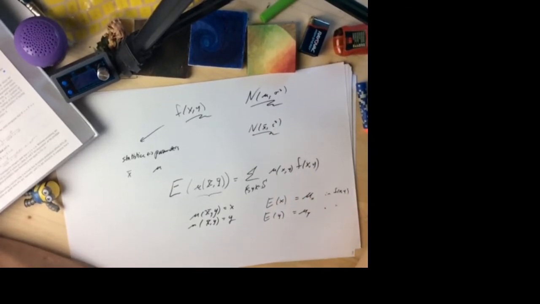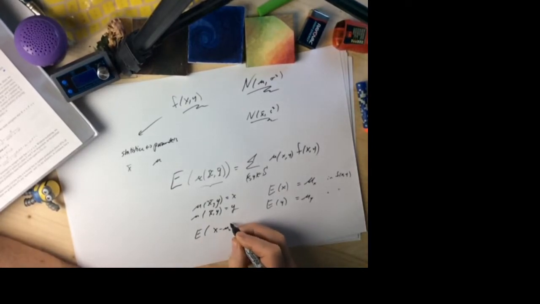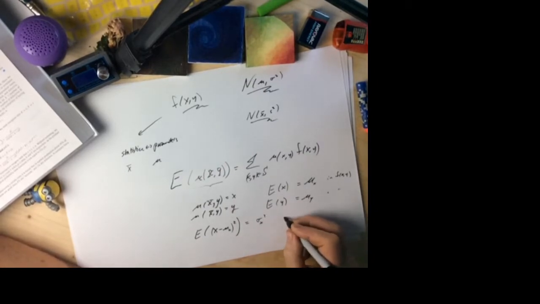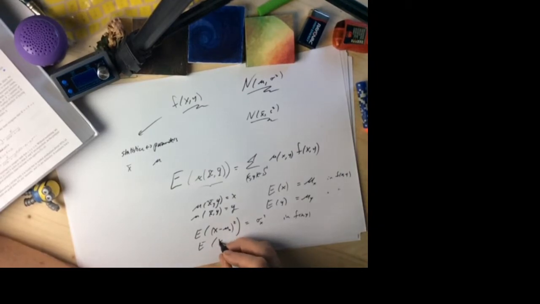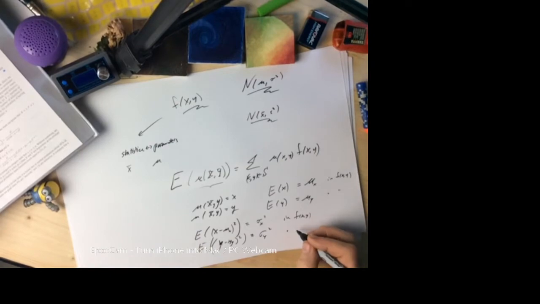Well, with that interpretation, then we can immediately, of course, move to the expectation of x minus mu sub x squared. And what is this? This will be the variance of x in our joint distribution. And the expectation of y minus mu sub y squared will be our variance of y in our joint distribution.